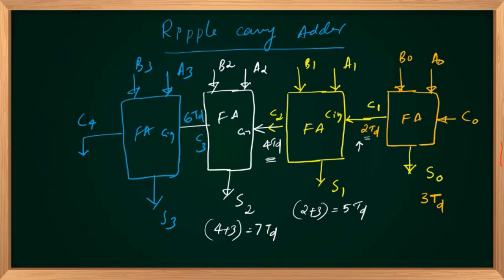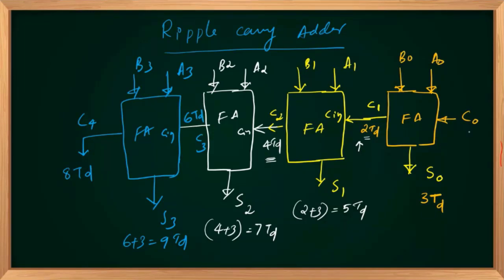4 plus 2, 6. Once that 6 time delay is available, my C3 out of the third stage, C3, is available, that is carry into the fourth stage. Once it is available, I require another 3 time delays, that is 6 plus 3 equal to 9 time delays to produce some output, and 6 plus 2, 8 time delays to produce final C4. This is the worst case situation.